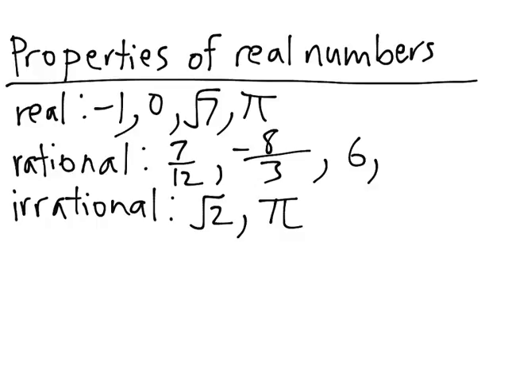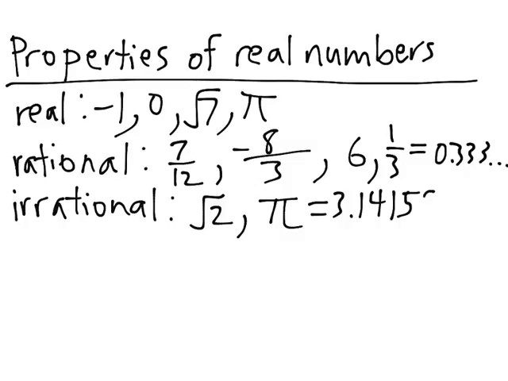Another way to tell whether a real number is rational or not is to look at its decimal expansion. For example, take 1/3. This is equal to 0.333, and then it repeats like this. However, if we look at the decimal expansion of pi, this is equal to 3.1415, etc. But notice how there's no repeating pattern in the digits of pi.